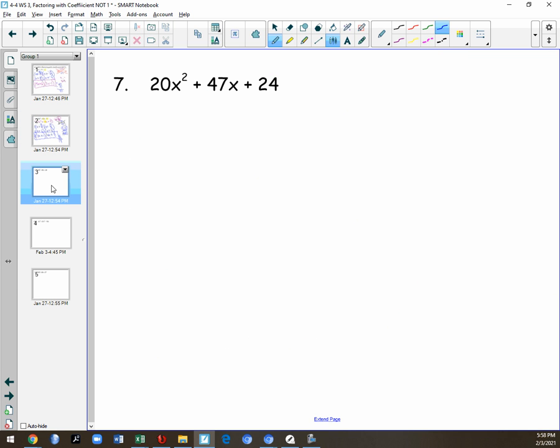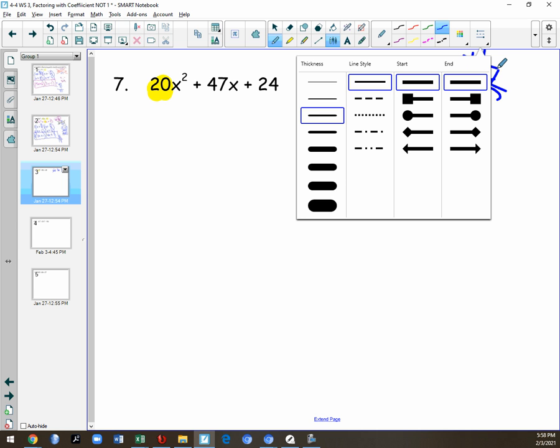Let's keep going to number 7. Number 7, my smallest number up there is 24. No, it is not. My bad. The smallest number up there is 20. So the factors of 20 are 1 and 20, 2 and 10, 4 and 5. 20 does not go into all of those numbers. 10 doesn't and 5 doesn't. So 47 is not divisible by 4, and 47 is not divisible by 2 either.